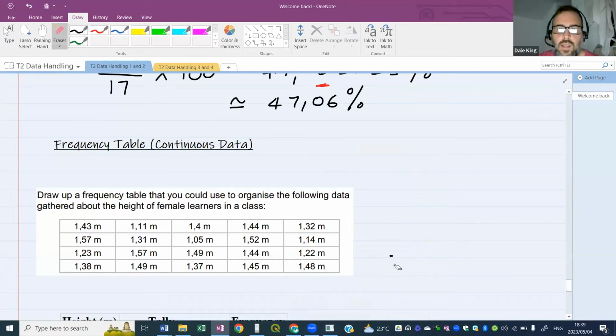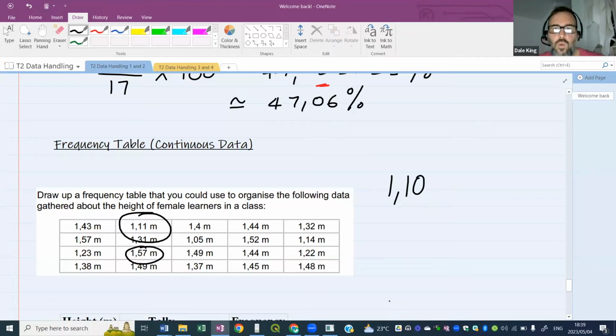So if I look at my data here, I've got values down to 1.11 over here. So that's a very low value. So I could start at 1,10 meters and be safe. I'm sure I'd catch them all if I started at 1,1. And then my highest value, 1.57. I think my highest value is 1.57.